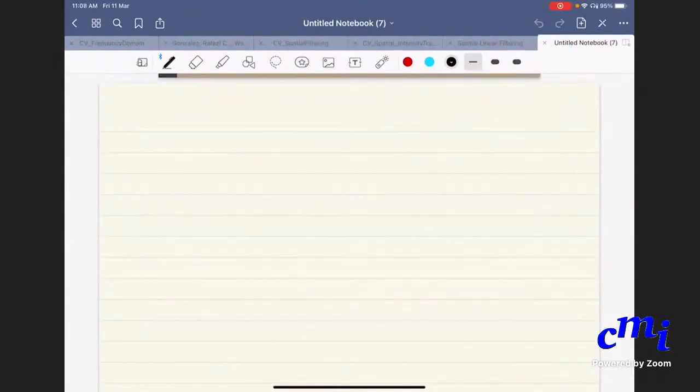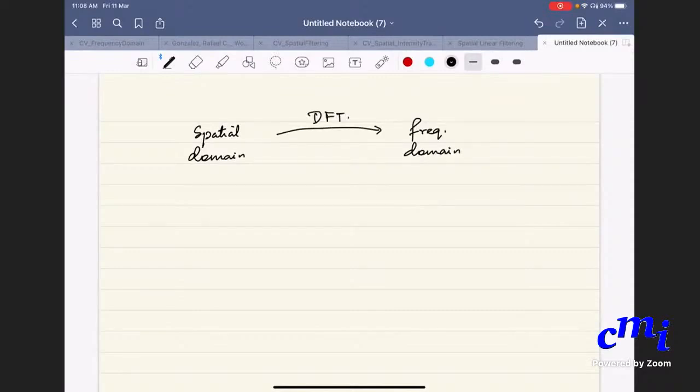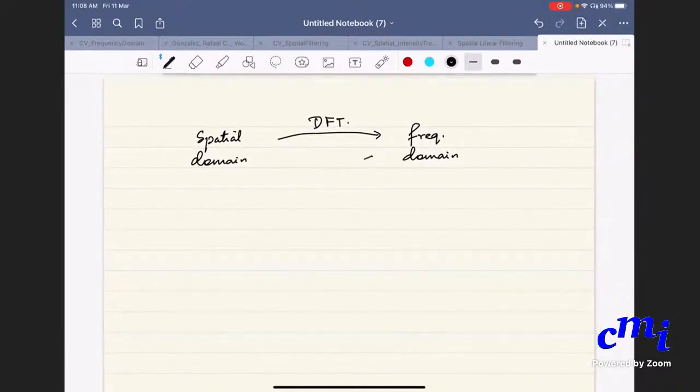So frequency domain filtering proceeds as follows. You have your image in the spatial domain, which is converted to an image in the frequency domain. This is done using the discrete Fourier transform, and then the image is processed in the frequency domain. Whatever filtration you want to do can be done there, and then the image is transferred back to the spatial domain using the inverse discrete Fourier transform, and you can derive conclusions about the image from the filtering in the frequency domain.